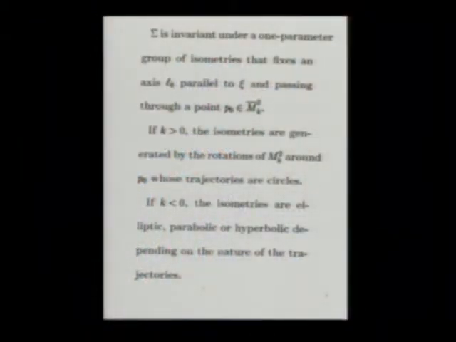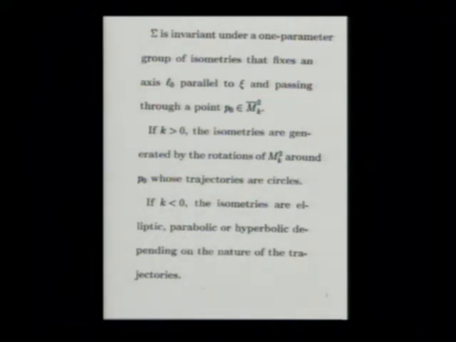Then there is something missing in between. Yeah, okay. Then sigma will be invariant under a one-parameter group of isometries that fixes an axis parallel to this fixed direction in the space, and passes through a point P0 of this first factor, M_k^2.